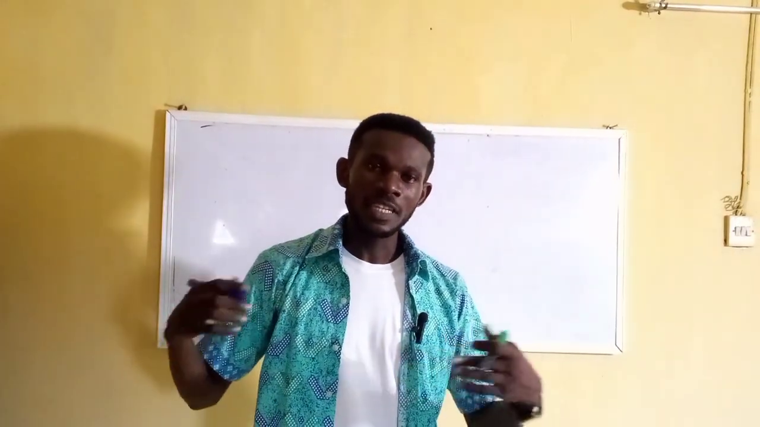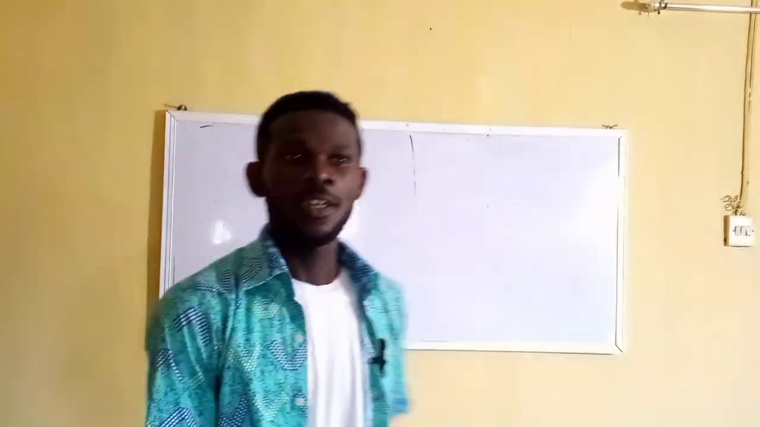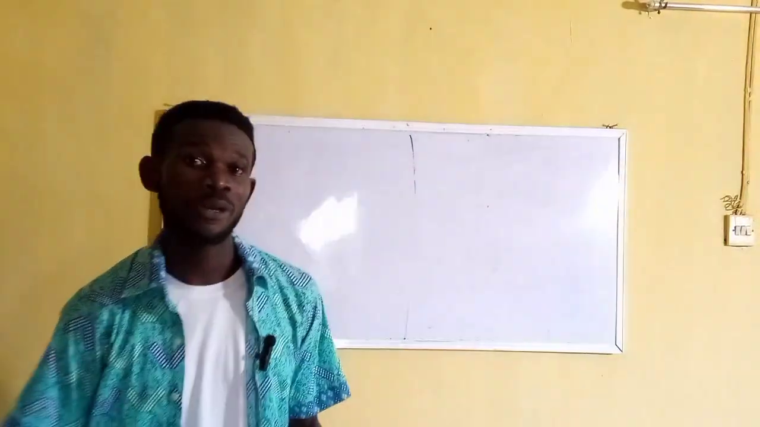Now, what if it happens to be a kind of thermometer where you're given the upper fixed point and lower fixed point, and it is not a Fahrenheit scale or a Celsius scale or a Kelvin scale, whatever. So how do you carry out your conversion?